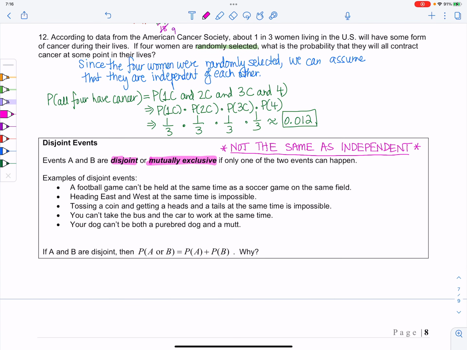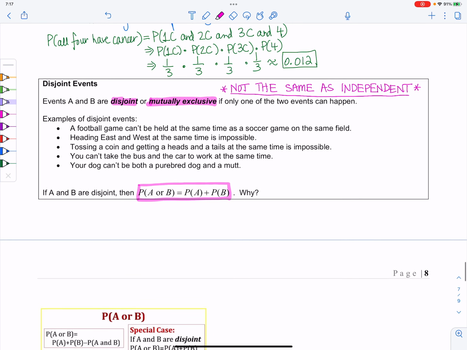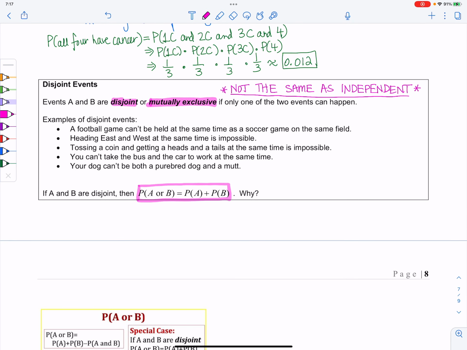So if A and B are disjoint, then what we know for sure, so here's another formula for us, is that the probability of A or B would just be the probability of A plus the probability of B. Now, why would that be the case? Well, let's look at this. So first of all, this formula is true only if the events are disjoint.